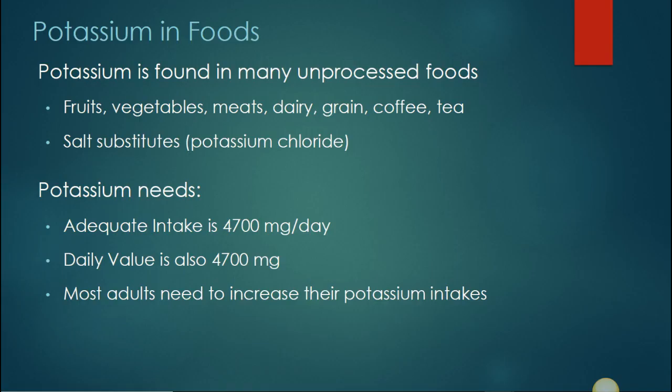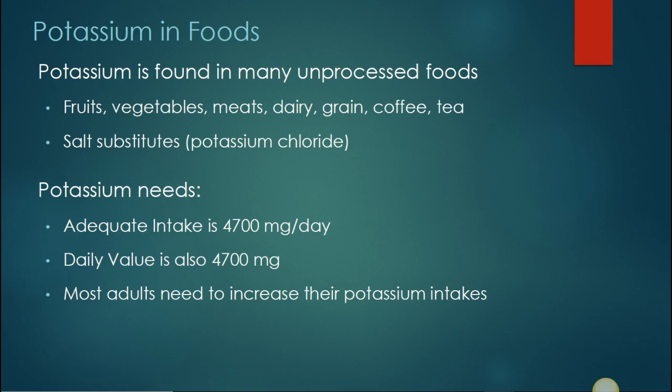Next, we'll talk a bit about potassium. Now, this is found in many foods that are unprocessed. Fresh fruits and veggies, meats, dairy, grains, coffee, and tea all provide potassium. So do certain salt substitutes because they contain potassium chloride. Our needs for potassium are about 4,700 milligrams per day. You don't need to remember that number.